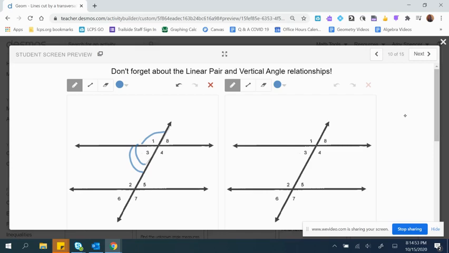Those 2 are adjacent and they sit along a straight line. You can also have a linear pair going on, maybe you're looking at angle 7 and angle 6. Those 2 would also be a linear pair. And so there are a lot that can come out of this.